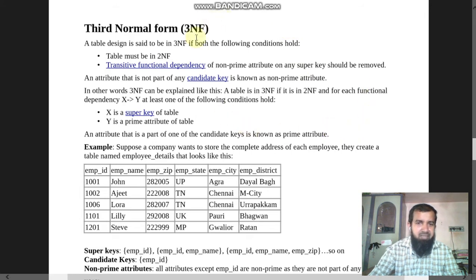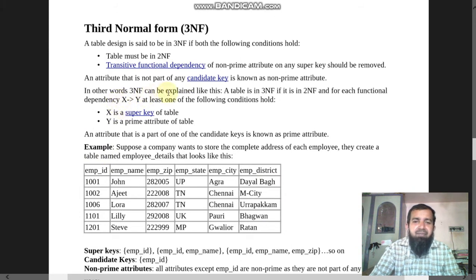Let's try to understand the second condition. An attribute that is not part of any candidate key is known as a non-prime attribute. So in this example, employee ID is the candidate key. Only employee ID is the primary key, as well as the candidate key.